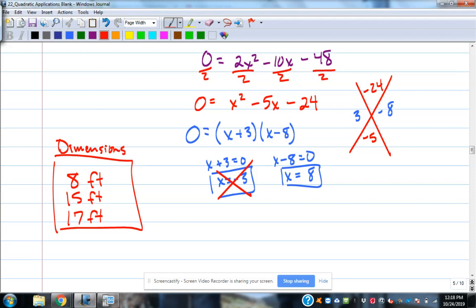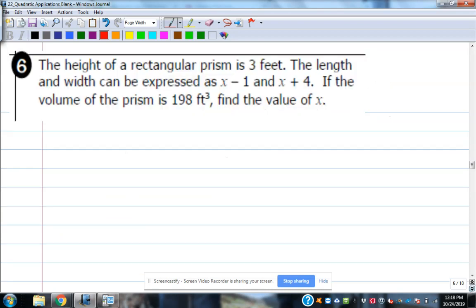So these application problems are not quite as daunting as you may have been thinking they would be. But they're still nice. All right, number 6. The height of a rectangular prism is 3 feet. The length and width can be expressed as x minus 1 and x plus 4. If the volume of the prism is 198 cubic feet, find the value of x.